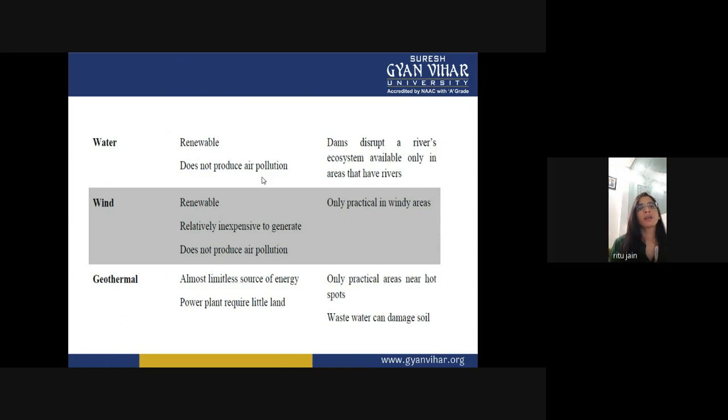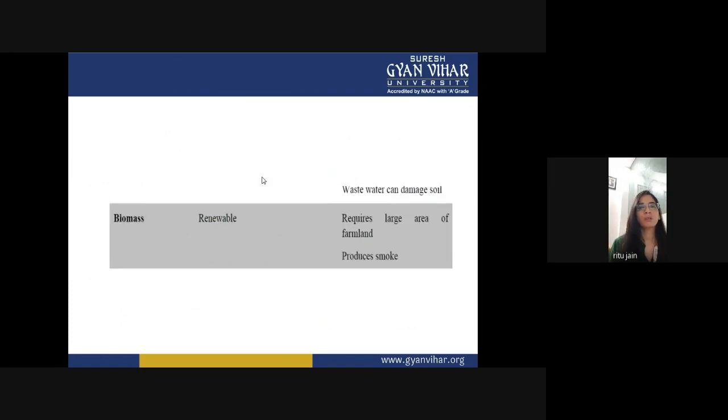Okay, but there are some advantages and disadvantages of these sources of energy. Now next is your biomass, which is a renewable energy source. And actually, if you want to generate a large amount of energy from biomass, it requires a large area for farming. Okay. And second thing, it produces smoke. So this is the advantage and disadvantage of biomass.